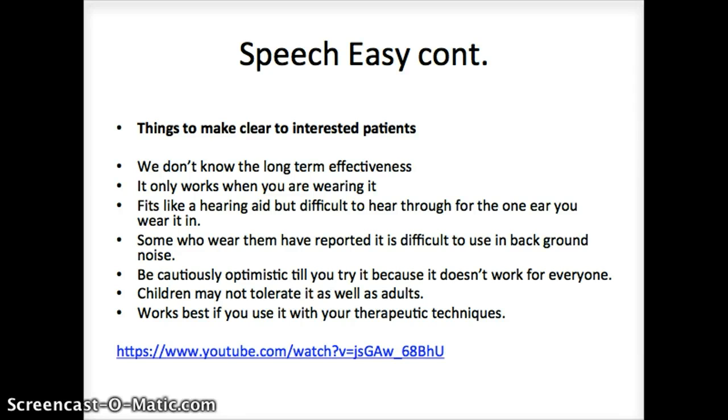So it's just really important for you as future speech pathologists and audiologists to be aware of current trends and research with the SpeechEasy device. And last thing, it works best if you use it with therapy techniques like fluency shaping and fluency modification.